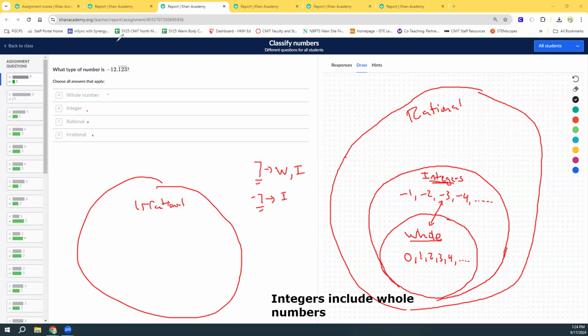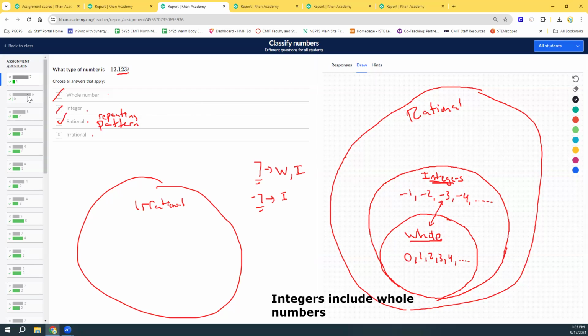Isn't that wonderful? What type of a number is -12.123 repeating? Because it has a decimal, it is definitely not a whole number or an integer, but because it does have a pattern, a repeating pattern, I should say, Ms. Newman is gonna come down on me, because things could be a pattern that don't repeat. We don't have to talk about that right now. So rational.